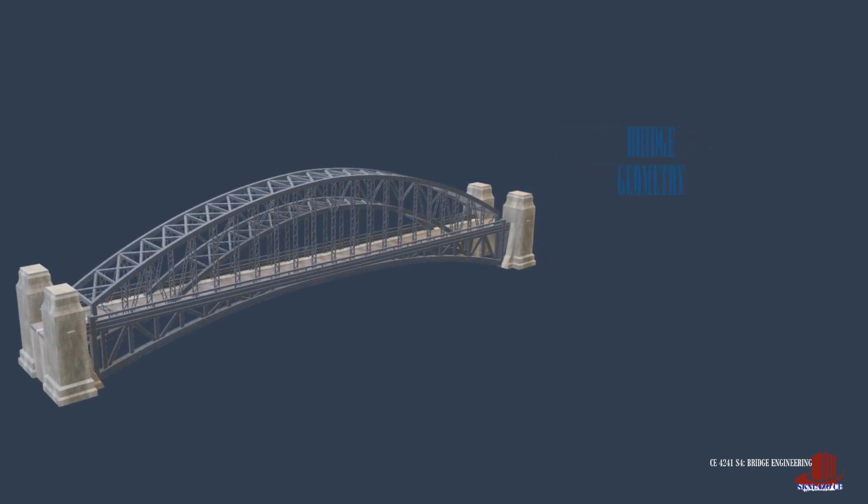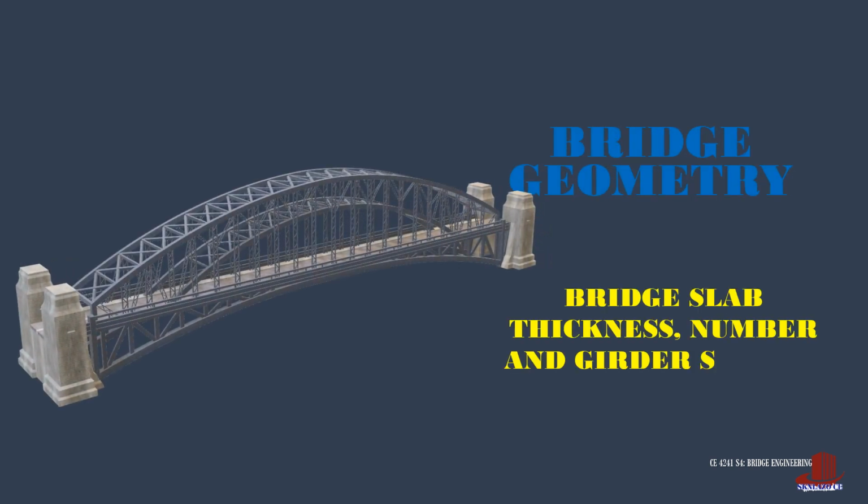After the determination of the bridge length and width, the other parameters are the slab thickness and the number and spacing of girders. Welcome to Bridge Engineering.